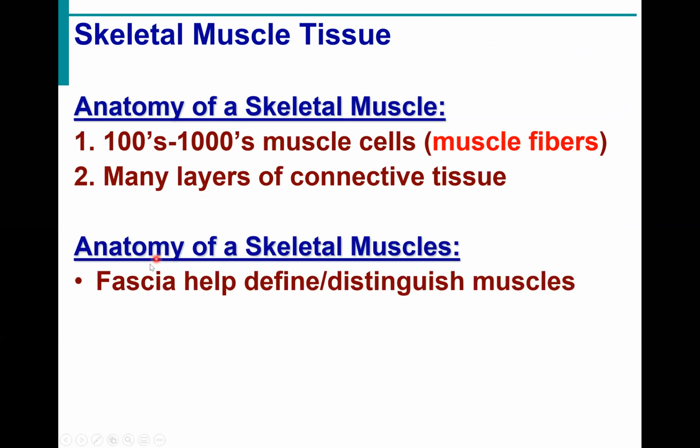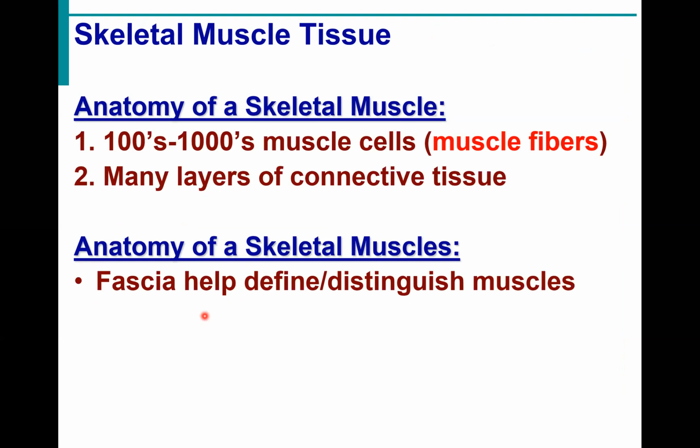Now, when we look at the body as a whole, we have muscles, like the 600 named muscles of the body, many of which work together. But just because two muscles work together doesn't mean that we don't want to keep them separate from each other. We don't want them to fuse together into one muscle. We want to keep them separate.